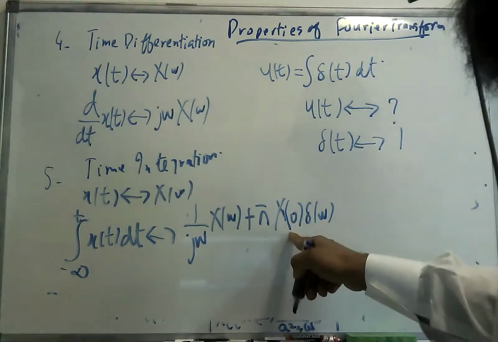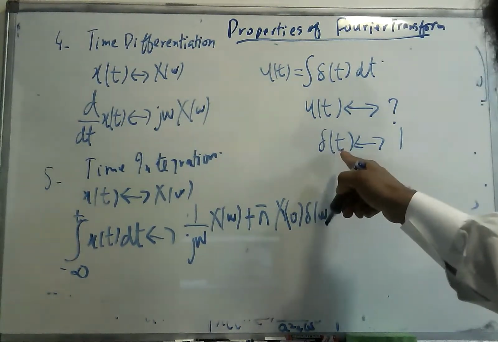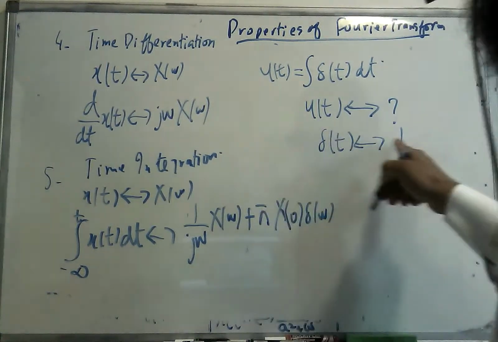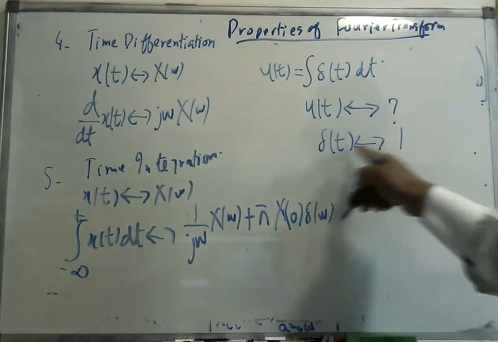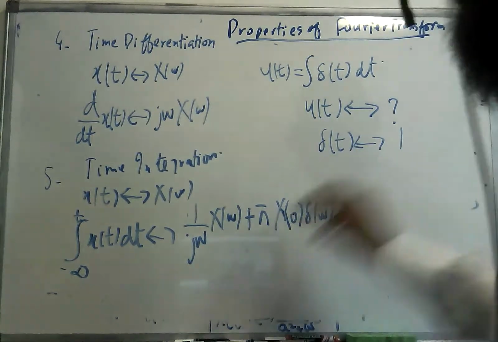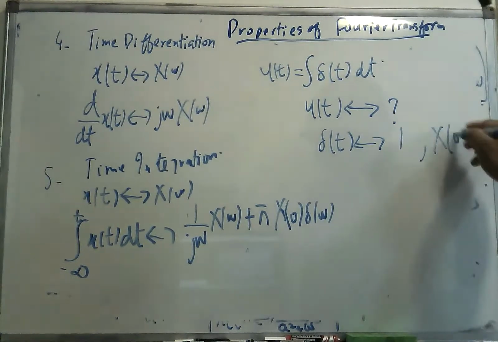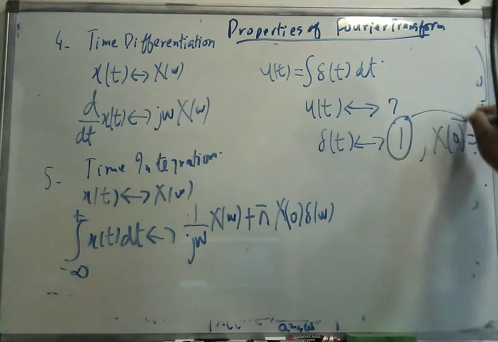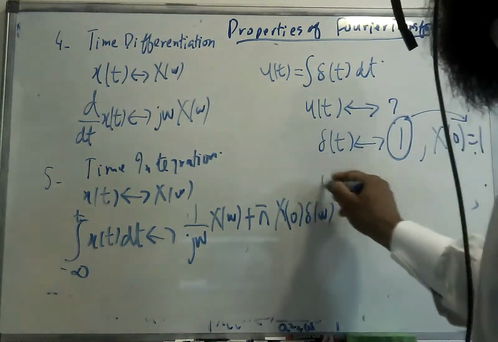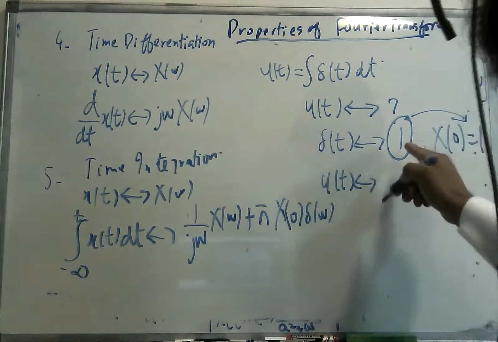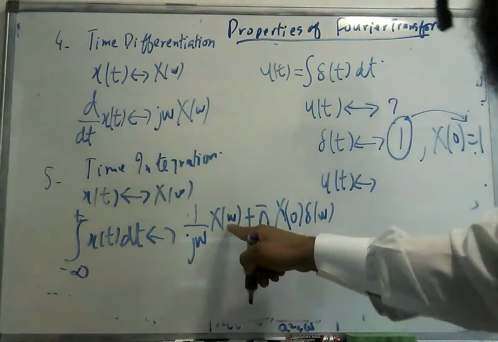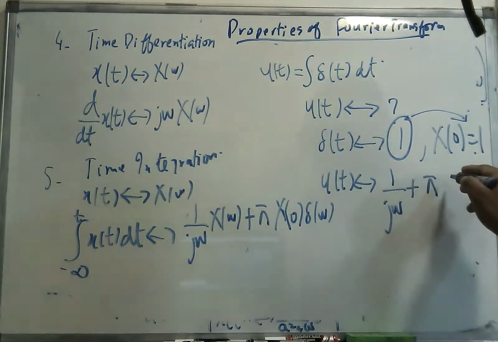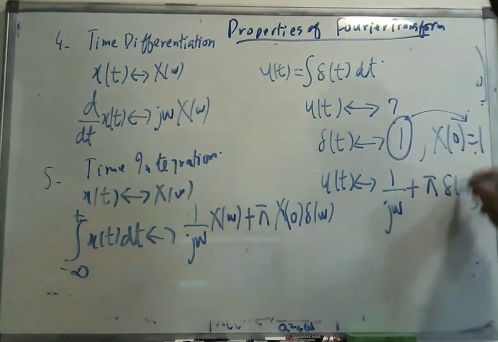Now what is x of 0? x of 0 is 1 because this is a constant, right? It is always 1. So x of 0 will be also 1. So what is the Fourier transform of g of t? It will be 1 over j omega plus pi, x of 0 is 1, delta of omega.